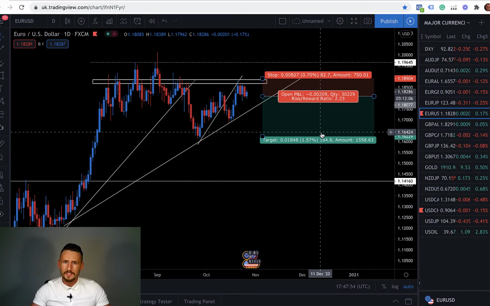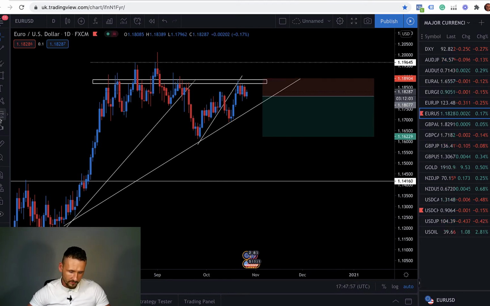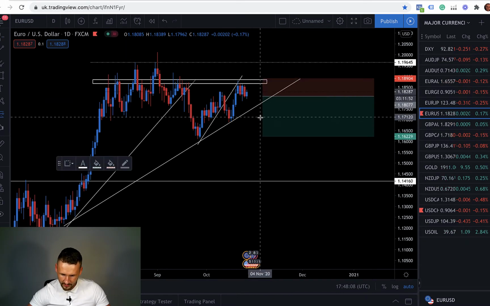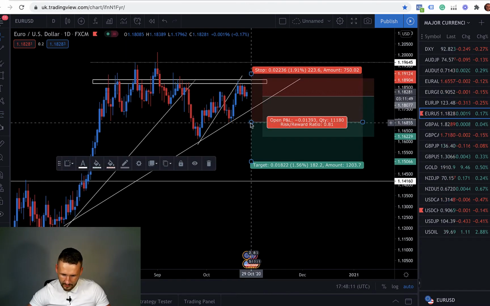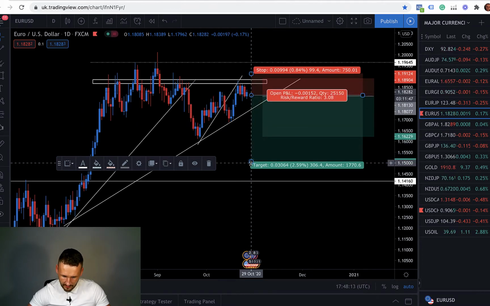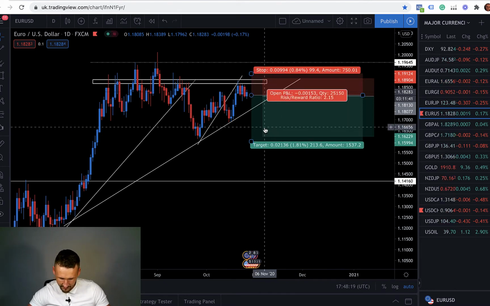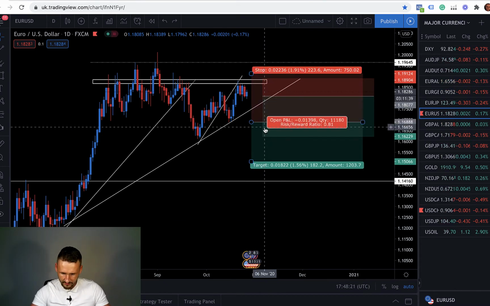So I know exactly where I'm going to be entering. If you go over to the left here, you could choose a short or a long position, long being buy, short being sell, and you could literally just choose this, place it on the chart, and then put your stop loss, your entry, your take profit, Command S on a Mac, and then that's saved. You'll have that saved. Control Z to undo.